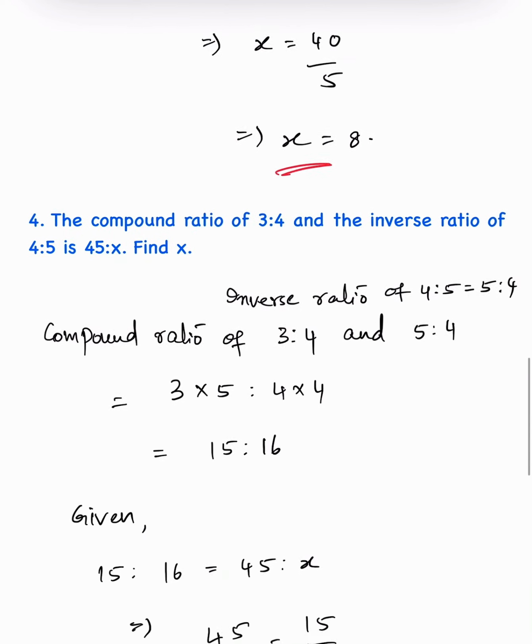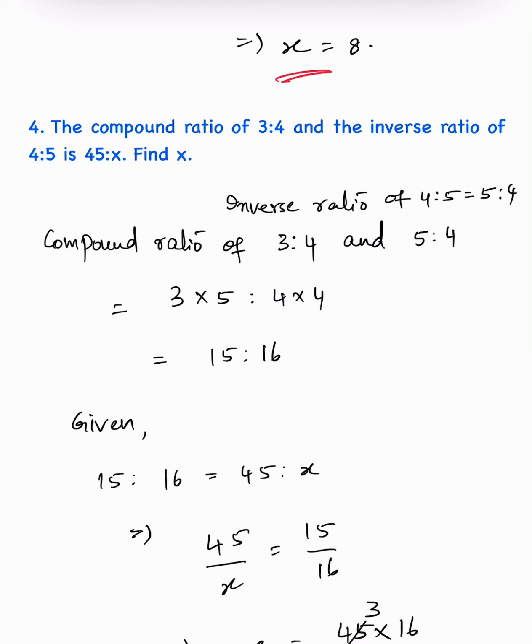The compound ratio of 3:4 and the inverse ratio of 4:5 is 45:x. Find x. Here, what is the inverse ratio? Inverse ratio of 4 is to 5 is 5 is to 4. So the antecedent becomes the consequent and the consequent becomes the antecedent. So that is called the inverse ratio. So now compound ratio of 3 is to 4 and 5 is to 4 is again 3 into 5 is 15 and then 4 into 4 is 16.